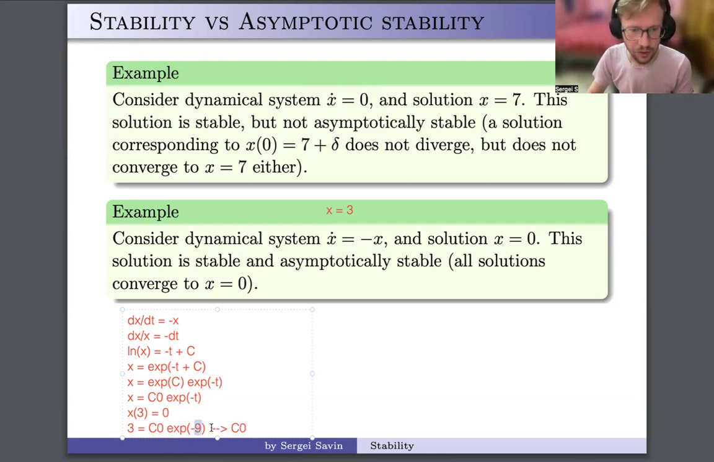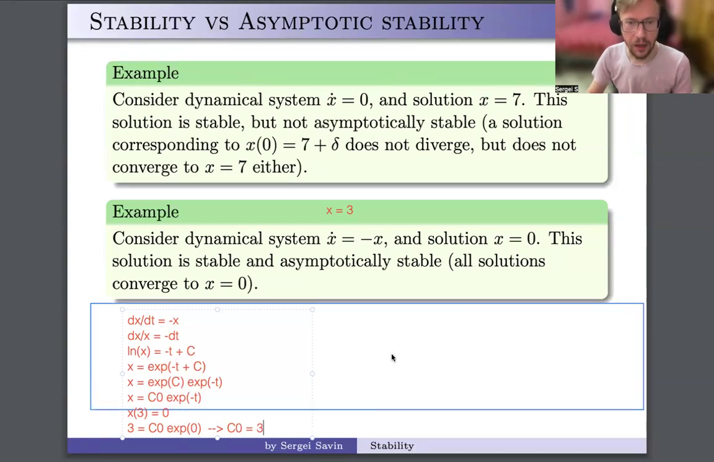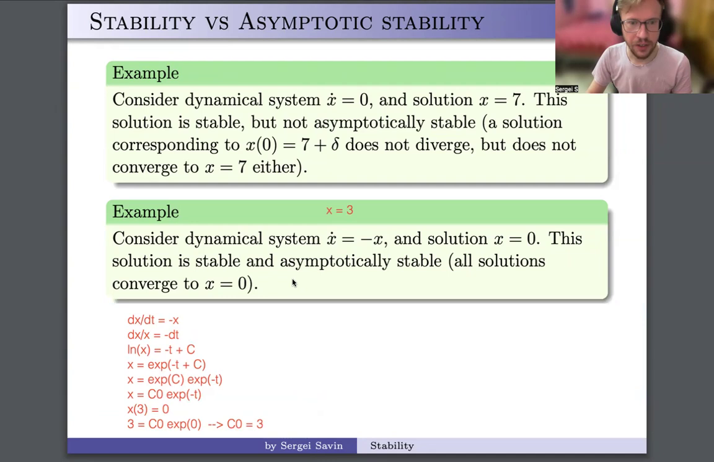Oh, here, 0, right? Exponent of 0 is 1, right? E to the power 0 is 1. So 3 equals C0, so C0 is equal to 3. And with that, what we have is the final solution to the equation. The solution to the equation is x equal to 3 times exponent of minus t.